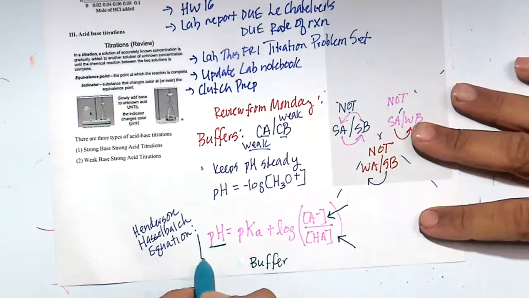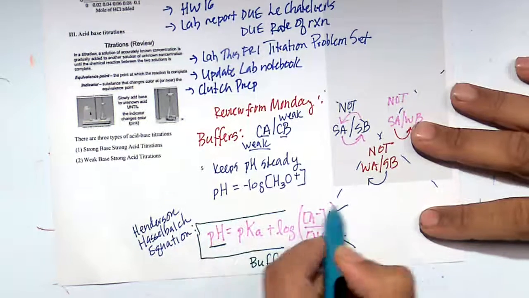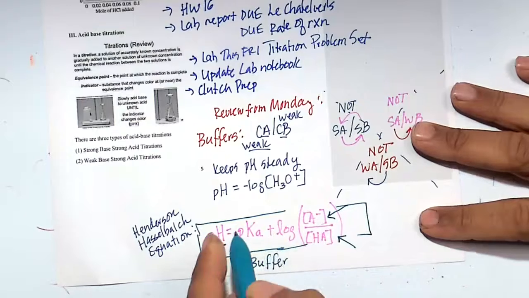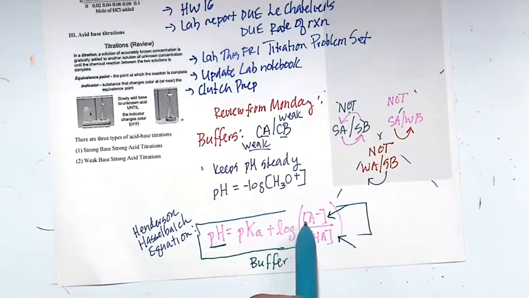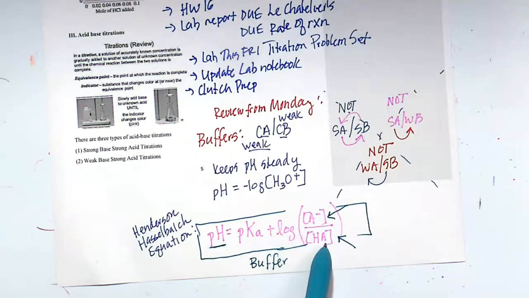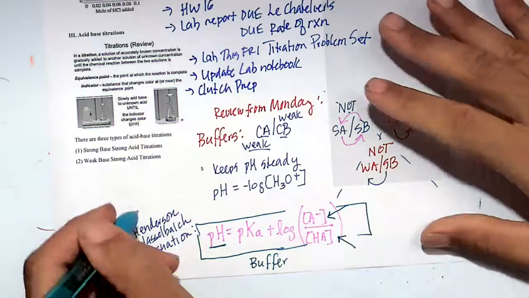I'll give you this, but it will be good to memorize. I have a video where we can derive this, if you ever have some time, I know everyone is busy. You'll be surprised how easy it is to derive this equation. So we'll use this for buffers, and pH is equal to pKa plus the log of A minus, the conjugate base, over HA, the conjugate acid.